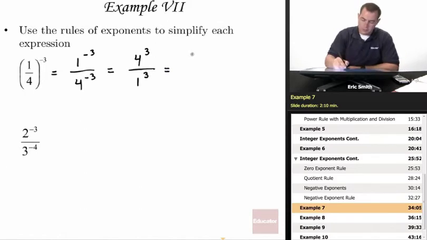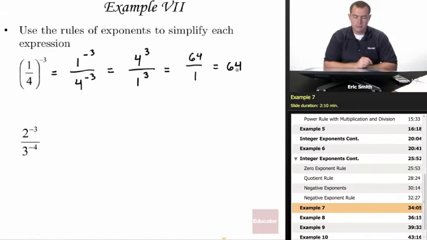So 4 to the third power, 64. 1 to the third power is just 1, so 64. Not bad at all. Let's try the same thing with the next problem, and again, notice how things are changing location.